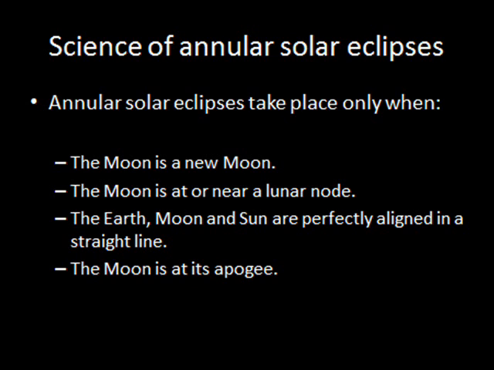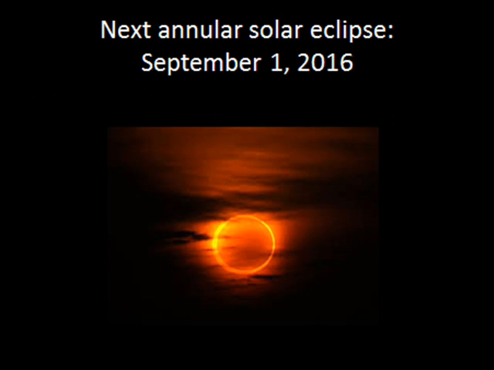The points where the two orbital planes meet are called lunar nodes. Solar eclipses occur only when a new moon takes place near a lunar node. To see an annular solar eclipse, you must be in the path of the moon's antumbra.